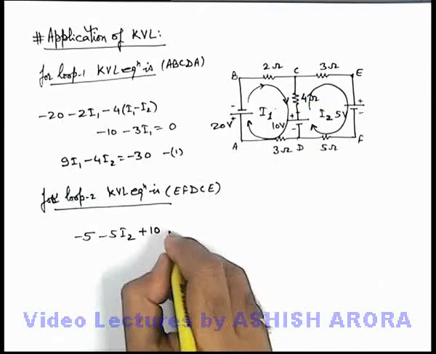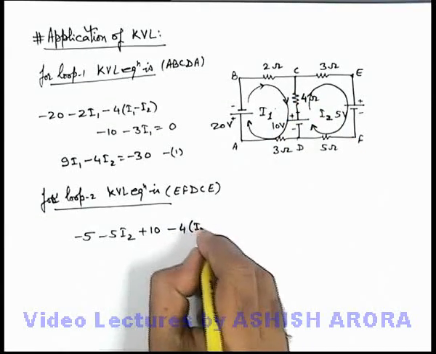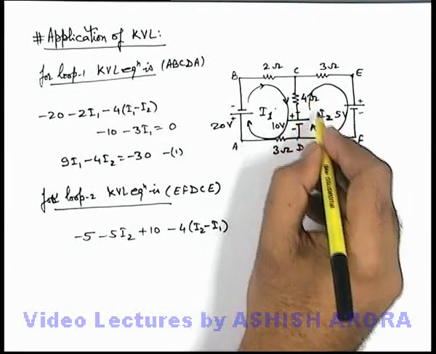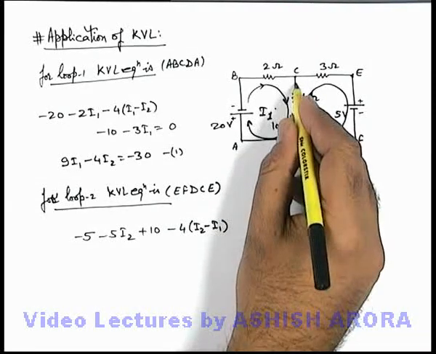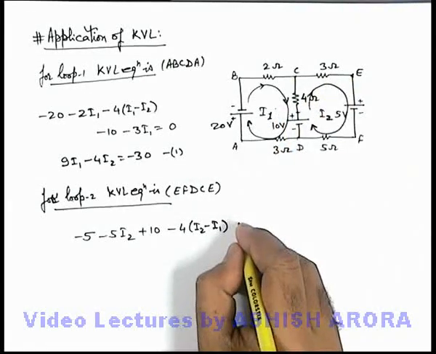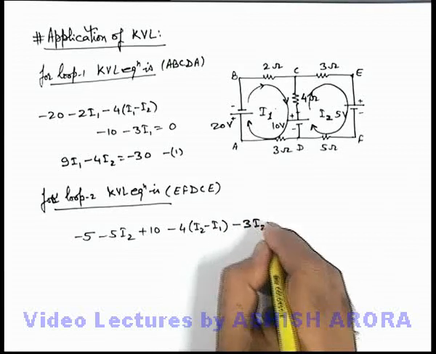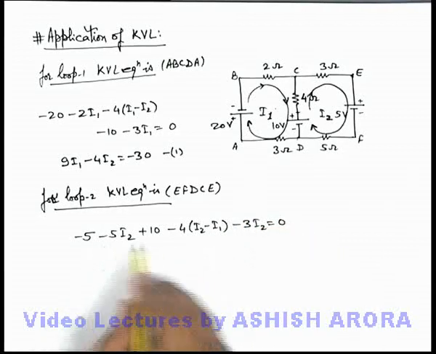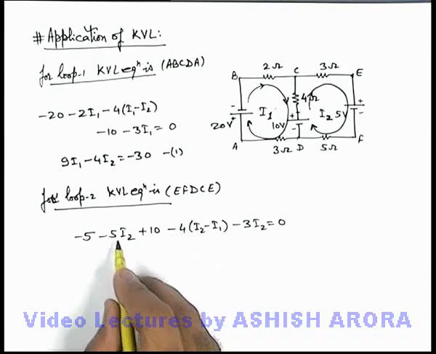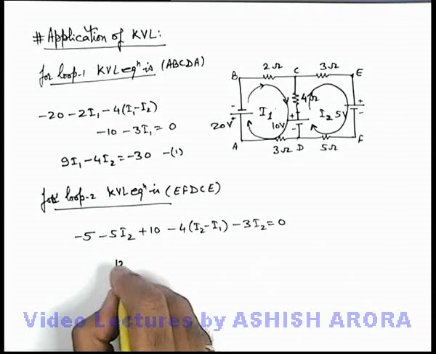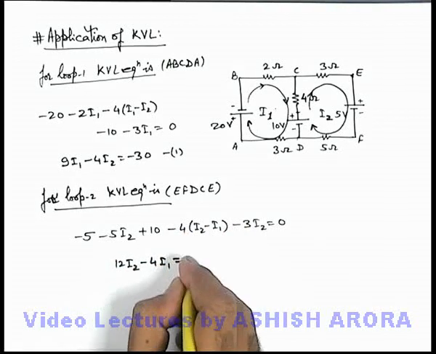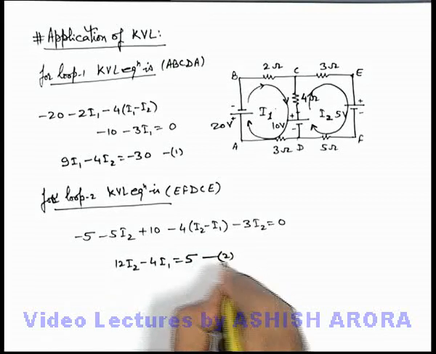Then it will be a drop in potential, minus 4 times (I2 minus I1), because I am going in this direction, along the direction of current I2, there will be a drop and the current I will take as I2 minus I1. And then from C to E, it will be minus 3I2, that equals 0. If I simplify this equation, you can see this will be 4 plus 5, 9 plus 3. This will be 12I2 minus 4I1 equals 5. This is my equation number 2.